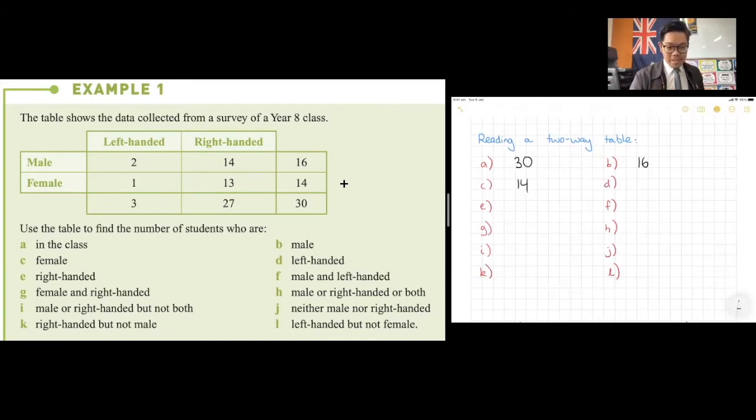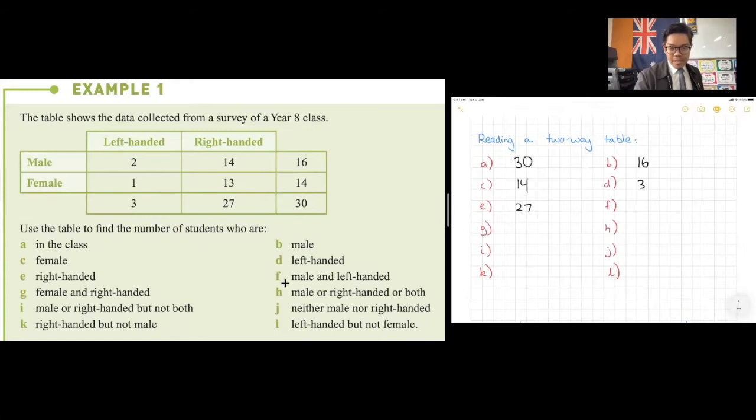And I'm going to continue on. If I look at D, there's left-handed. So how many people are left-handed total? Have a guess. If you said 3, you are correct. Let's go to question E. How many of them are right-handed? Have a guess. Should be 27, because there's 27 kids who are right-handed.